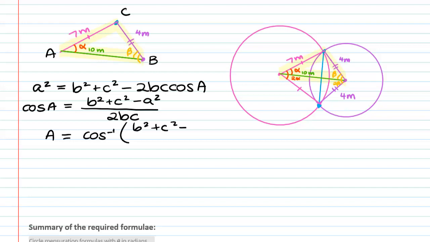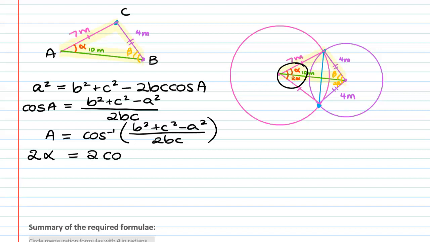I like to do my algebra before I substitute because it just means it's a little bit cleaner. And that was equal to alpha, but we actually want to find 2 alpha as we had in this diagram here. So we could multiply both sides by 2 here. So it's going to be 2 lots of the inverse cosine. Now let's go ahead and actually substitute what we've got in here.